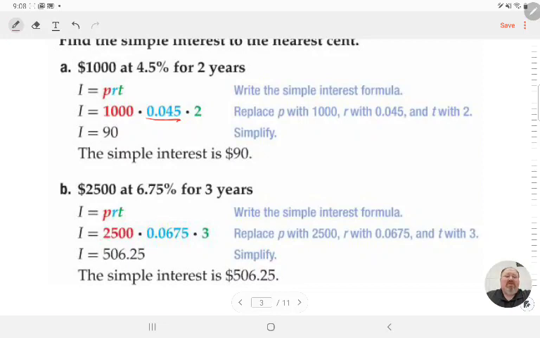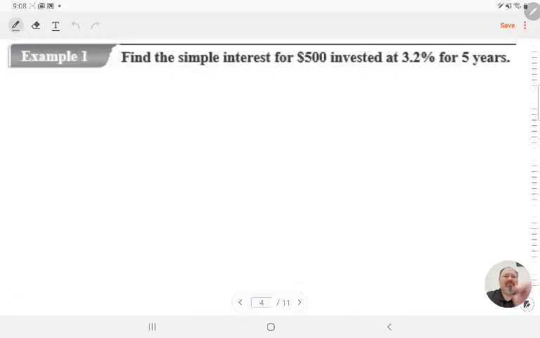Same way with $2,500 at 6.75% for 3 years. I plug in the principal of $2,500, the rate of 0.0675, and the T for 3 years. Multiply the three of them together, and the simple interest is $506.25. Okay? So again, we're dealing with I equals P times R times T.